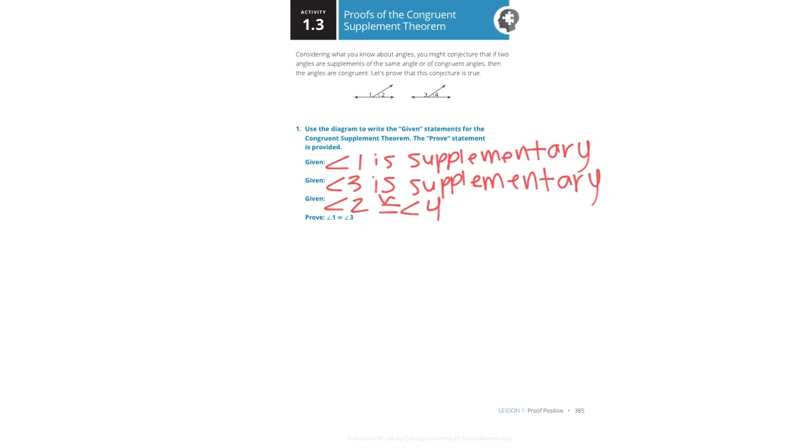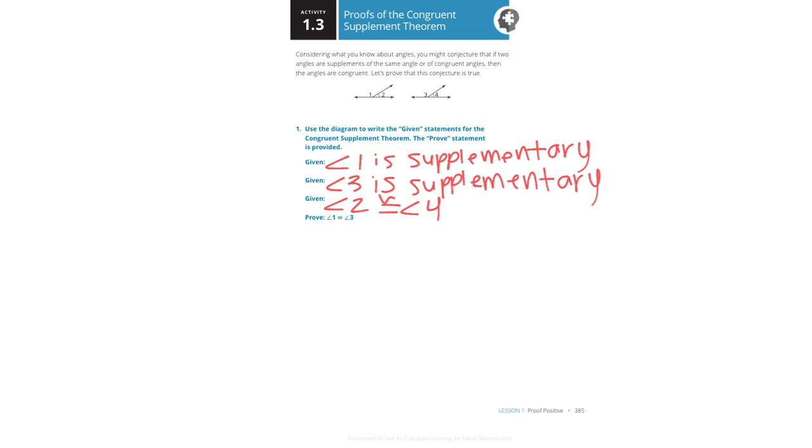Considering what you know about angles, you might conjecture that if two angles are supplements of the same angle or of congruent angles, then the angles are congruent. Let's prove that this conjecture is true. So use this diagram to write the given statements for the congruent supplement theorem. And let me get my pointer again. The proof statement is provided. Remember, whenever you see a little arc on both sides, that's telling you that angle 2 is congruent to angle 4.